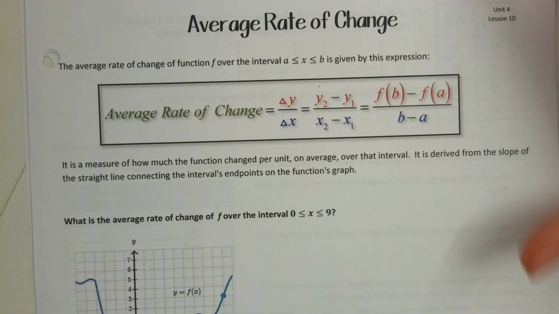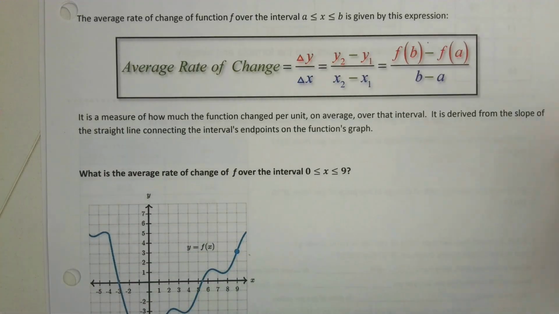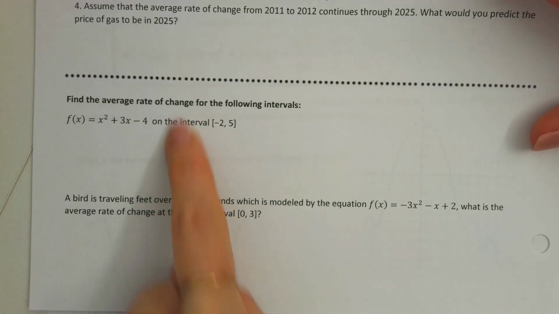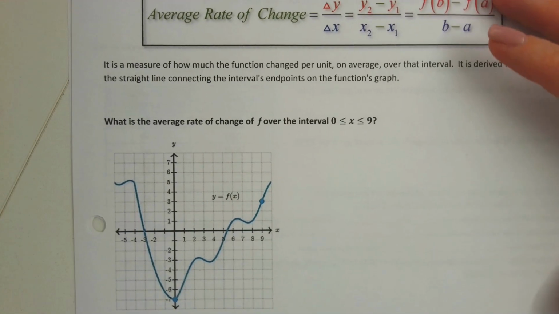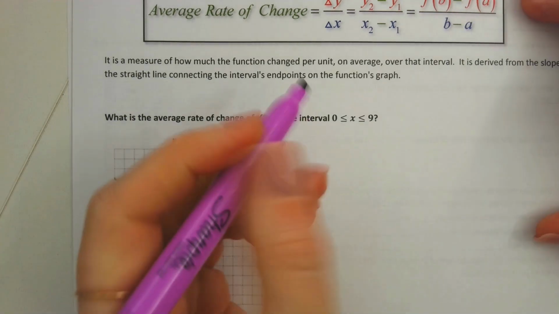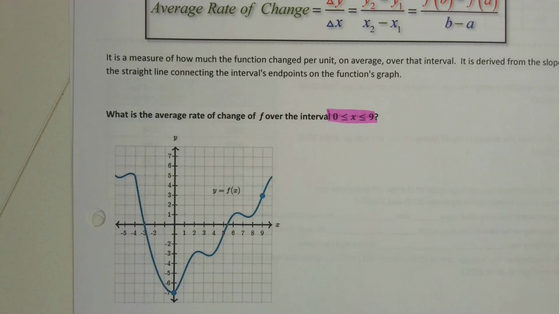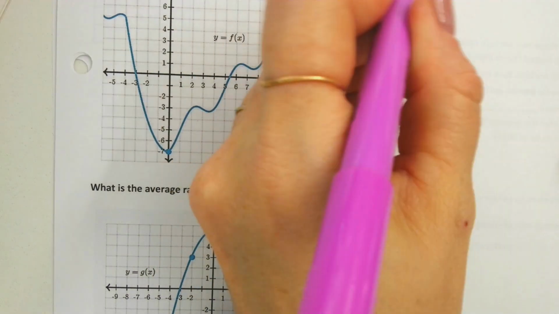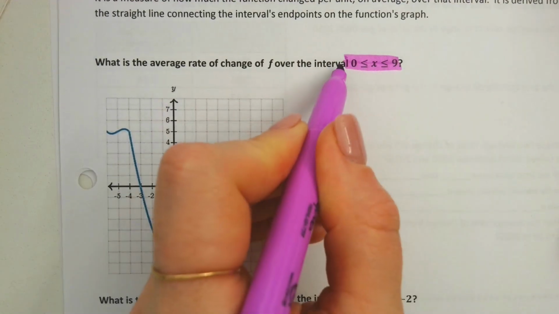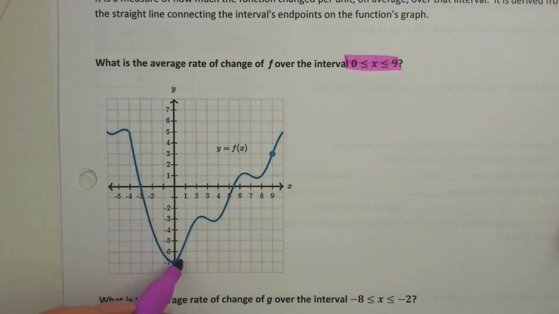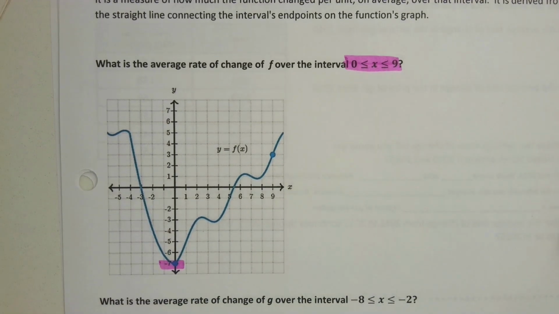So the first couple, we're going to learn how to do average rate of change from a graph. Then we're going to do some from a table, and then some from an actual function, just given some inputs. Okay, what is the average rate of change of the function f over the interval when x is between 0 and 9? So first thing I'm going to do is identify the 2 points on the graph that relate to this interval. The start of this interval would be when x is 0. So I'm going to find that point on my graph. That would be this one right here when x is 0.